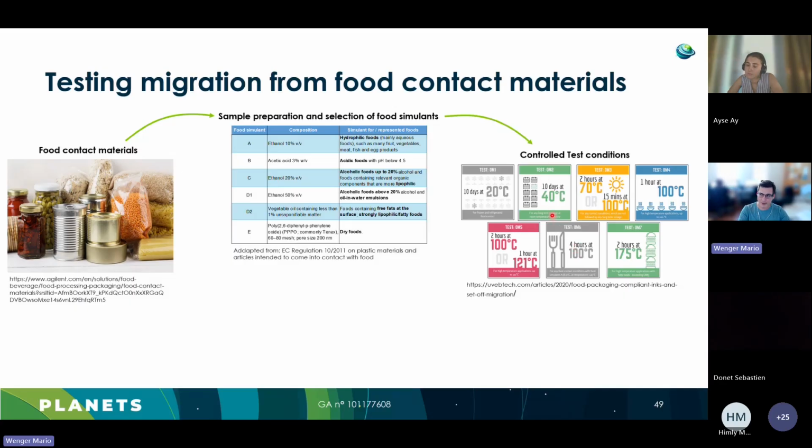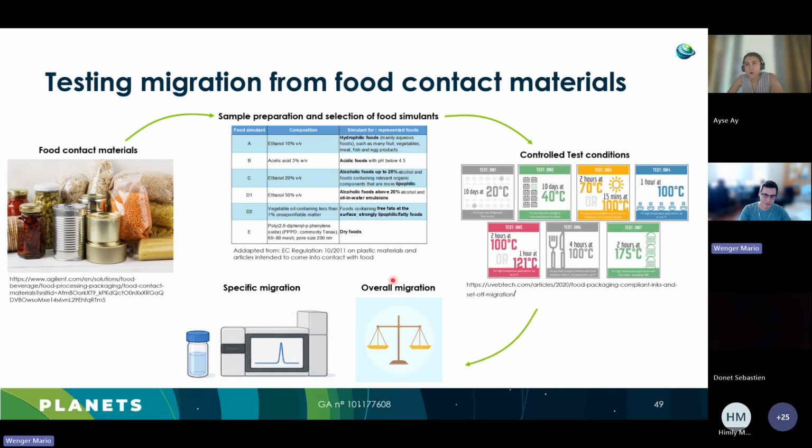And according to this, you have 2 different readouts. You have the overall migration, where you measure the weight of the material after the exposure, to see if the material lost weight because some substances were migrating into the food simulant. And then there's the specific migration, where you want to know which substances are really now in your leachates.